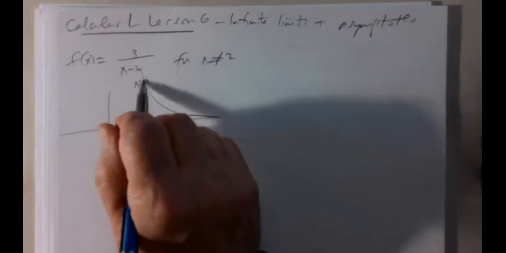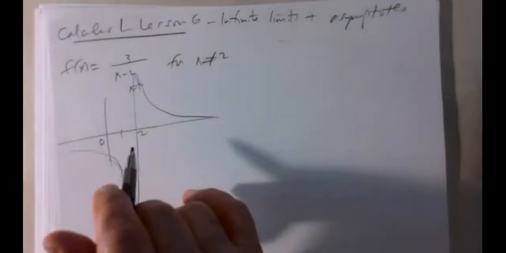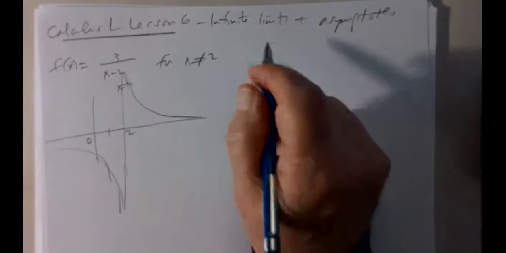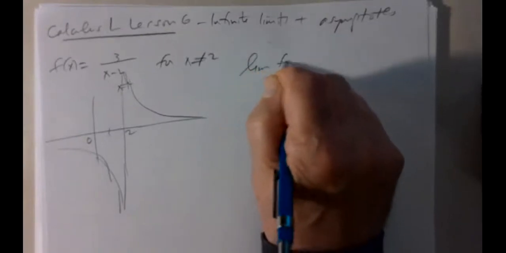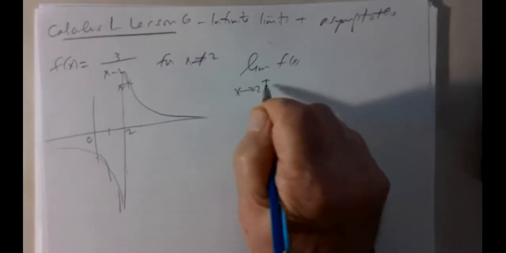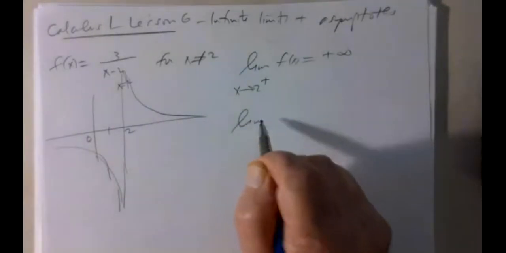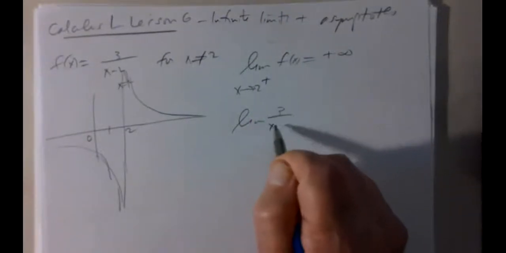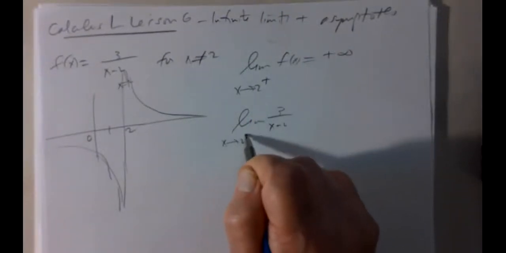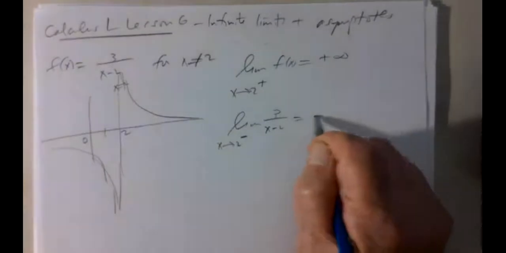As you approach 2 from the right, you're going to plus infinity. As you approach 2 from the left, you're going to minus infinity. And the notation we use to denote this is that the limit of f of x as x approaches 2 from the right, the plus sign, is plus infinity. And the limit of f of x as x approaches 2 from the negative side, from the left, is equal to minus infinity.